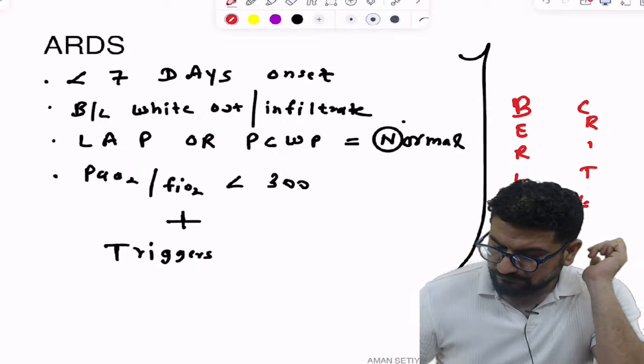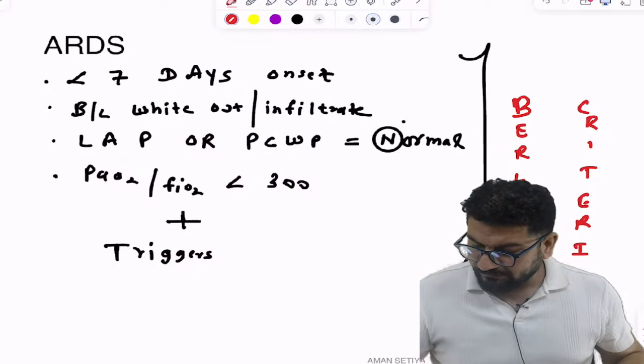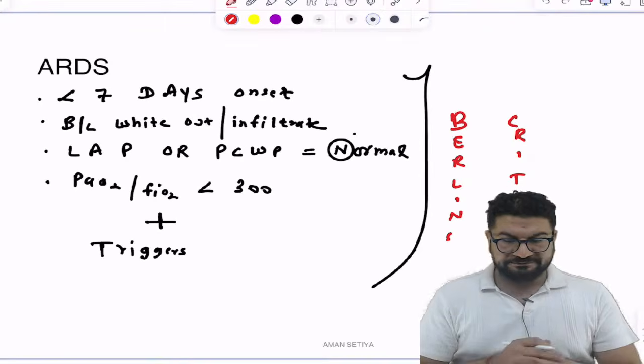It is used to diagnose ARDS. Very, very important. Berlin's criteria is used to diagnose ARDS. So this is about your ARDS. Done.